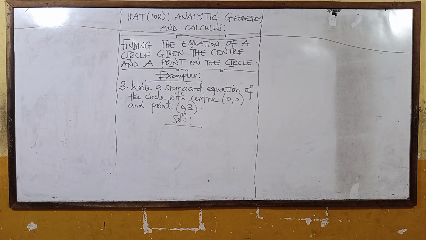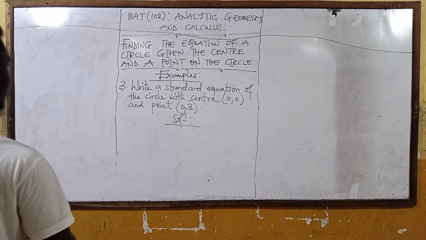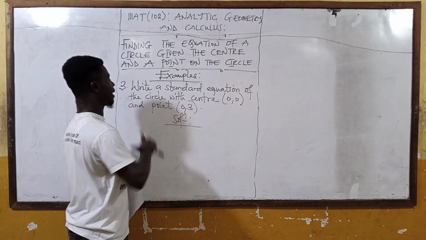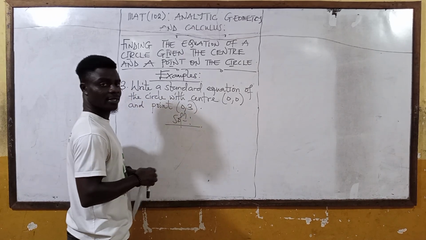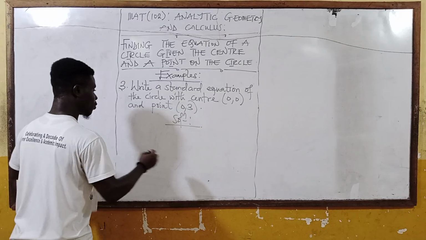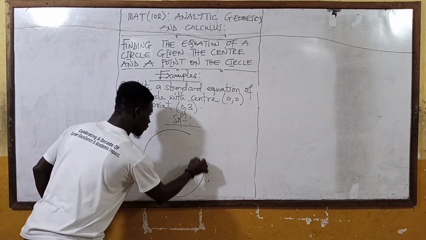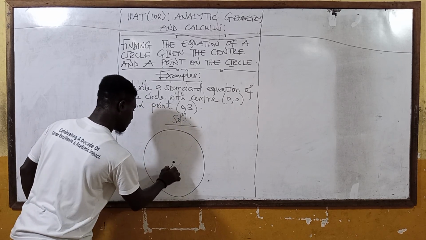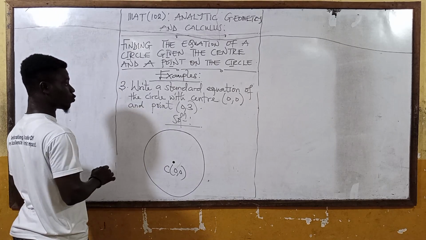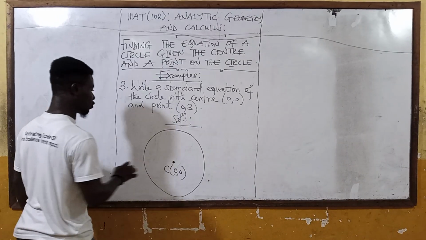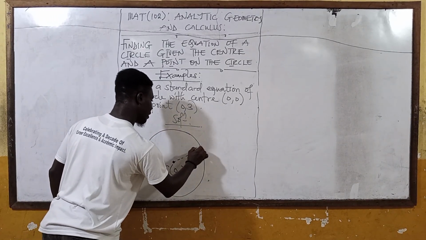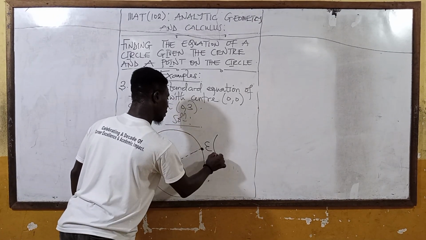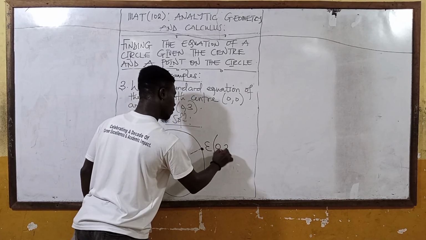All right, so let's see question 3. Our last question, write a standard equation of the circle with center 0, 0 and point 0, 3. Don't forget, we sketch. So I have my center, which is 0, 0. It is not drawn to scale. That's why I said we sketch. Then I have my point on the circumference to be epsilon, which is 0, 3.